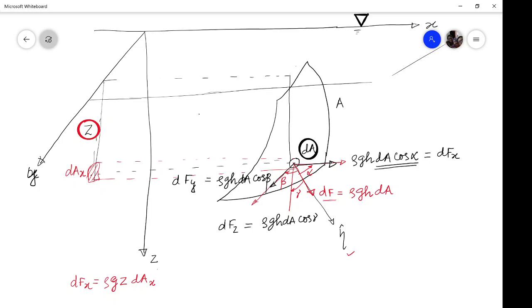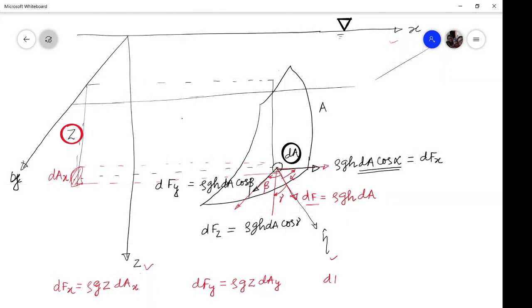Now what is dFy? dFy will be rho g h, and now I'll write z, times dAy, that is the projection of this onto a plane perpendicular to the y-axis, that is the zx plane. Likewise, what is dFz? That is rho g z dAz. This will be the plane on the free surface of water, so let us say this is that particular area, dAz. Okay, projection. And dAy will be into the paper, that means on the xz plane.